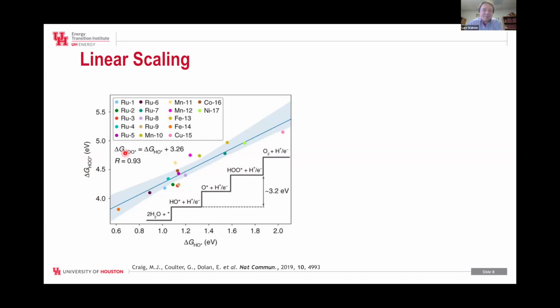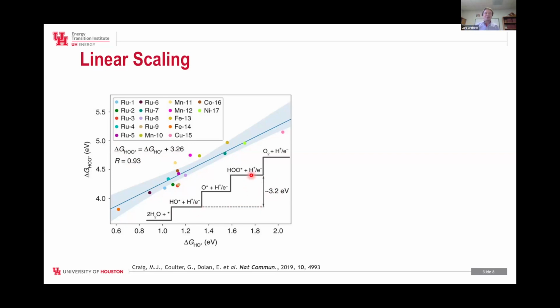And here, the straight line was fitted to have the exact same slope for both of these two species and an offset of 3.2 eV. Now that 3.2 eV is the difference between these two states. And now it doesn't really matter which material you're going to take. Any material along this line will have an energy difference of 3.2 volts between two steps.